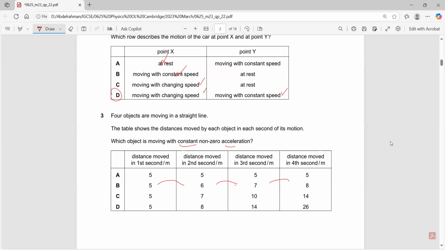Someone might say, what about C? No, C is wrong. Why? Because it increased by 2 and then by 3 and then by 4. So this is wrong. This is an increasing acceleration. Okay, C and D are wrong. So it is B.